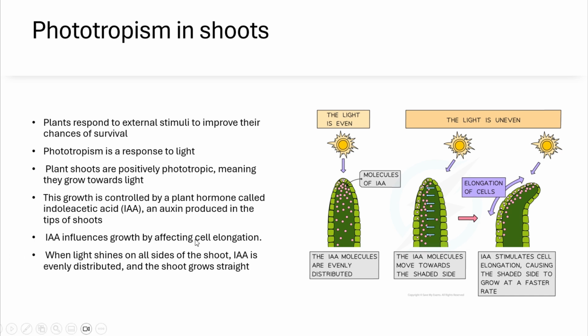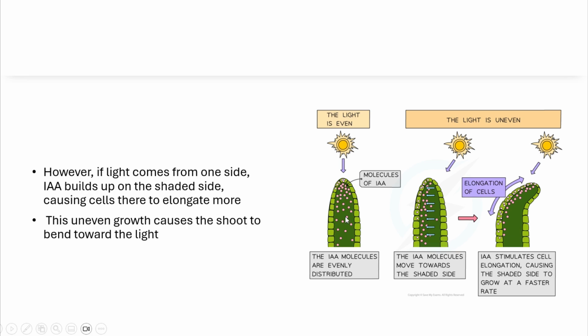So IAA influences growth by affecting cell elongation. When light shines on all sides of the shoot, IAA is evenly distributed and the shoot grows straight. So here the light is even, it's moving to all sides. Hence the auxin diffuses evenly across the whole thing, and so everything elongates at the same rate, so it just elongates up.